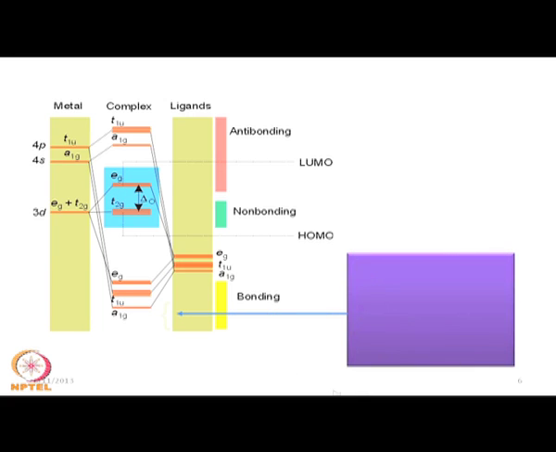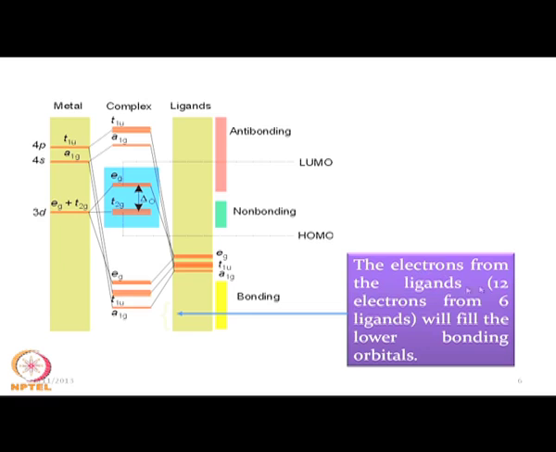So, we see that the electrons from the ligands, we are having 12 electrons from the 6 ligands. So, ligands are providing altogether 12 electrons, with 2 electrons per ligand, because we are considering the ligands as 2 electron donors, whether it is the oxygen atom of the water or the nitrogen of the ammonia molecule.